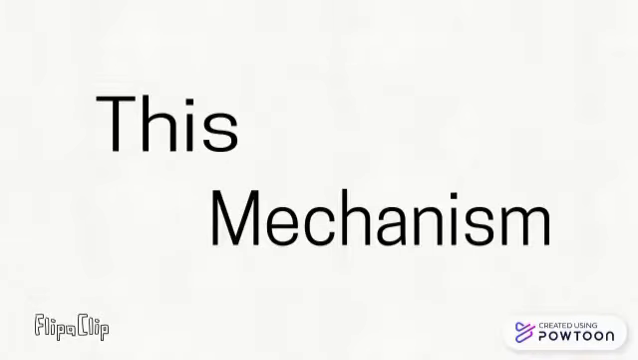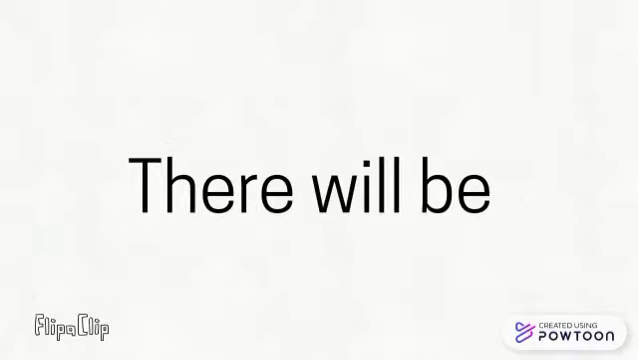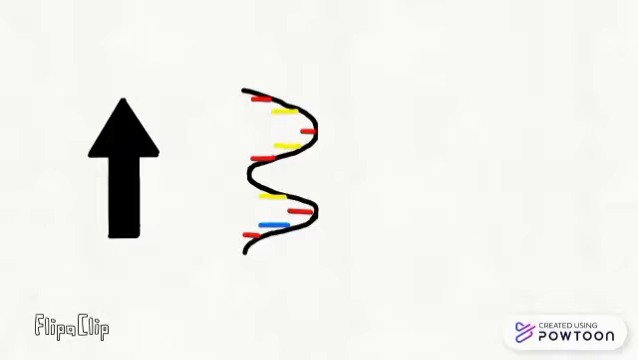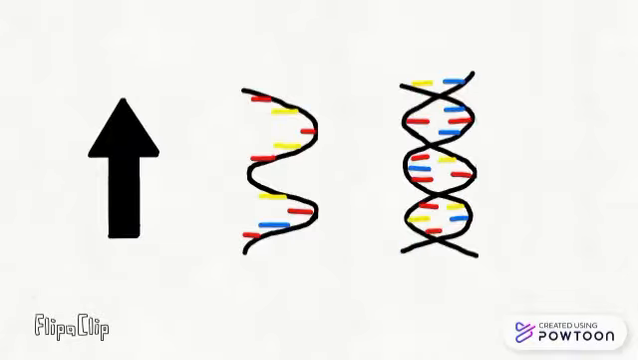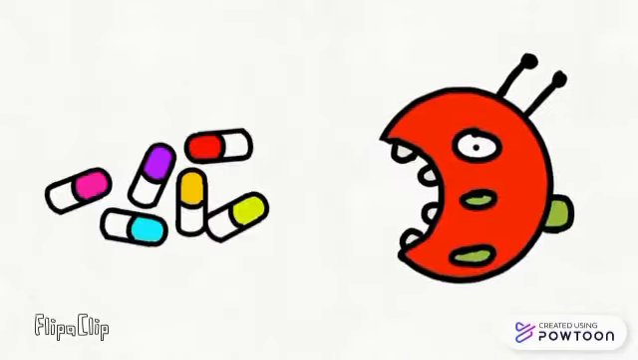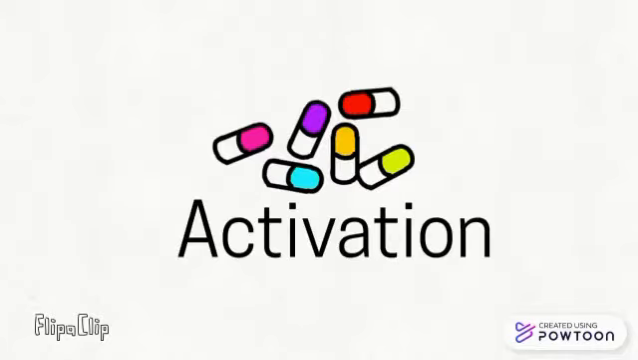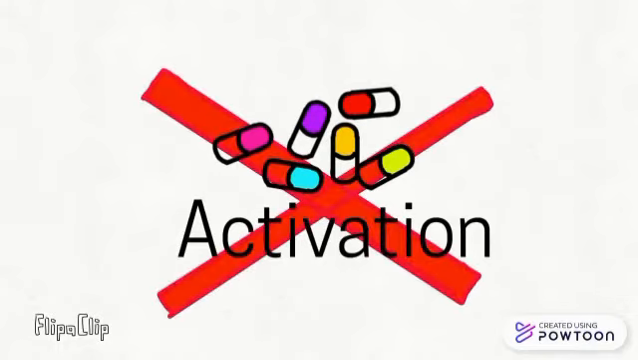This mechanism will inhibit DNA synthesis and damage the DNA by oxidation. In the end, there will be a high level of single-strand and double-strand DNA breakage, leading to DNA degradation and cell death. But in the cases of drug-resistant cells, there will be drug efflux, and the drug activation will not happen.